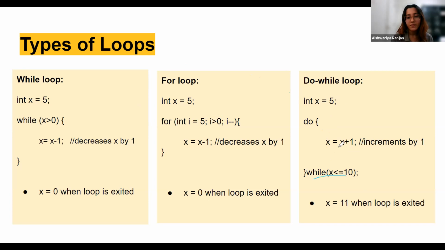So x is 5, x is increased by 1, so it becomes 6. And then we check x is less than or equal to 10, it's satisfied. So then we go back and do whatever's inside the loop. And we keep going until, suppose, x is 10. Now when it goes inside the loop, it becomes 11. We increase the value, and then when we check the condition, it's no longer satisfied. So we exit the loop when x is 11.